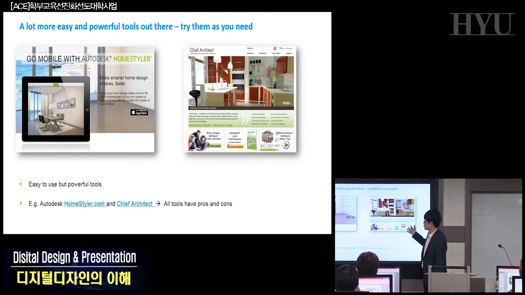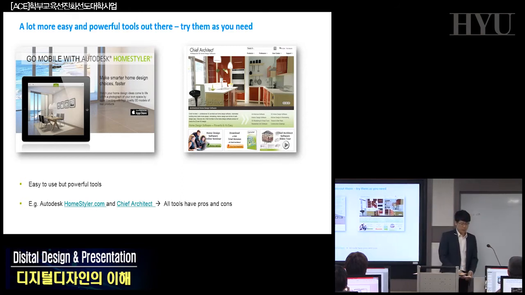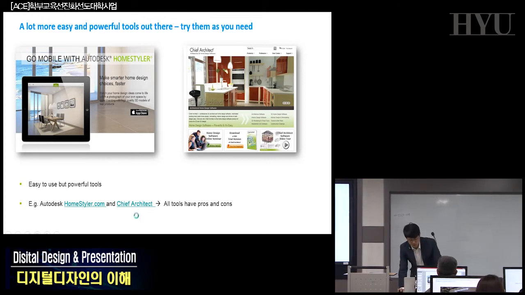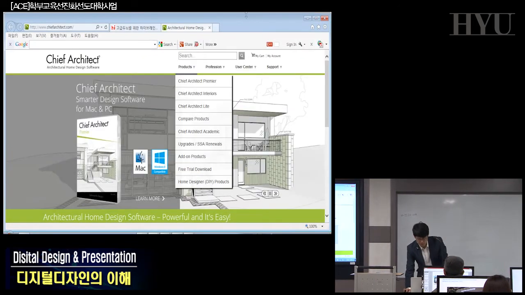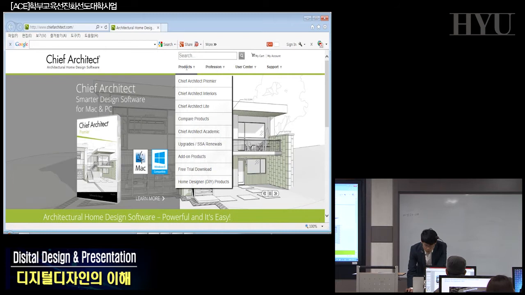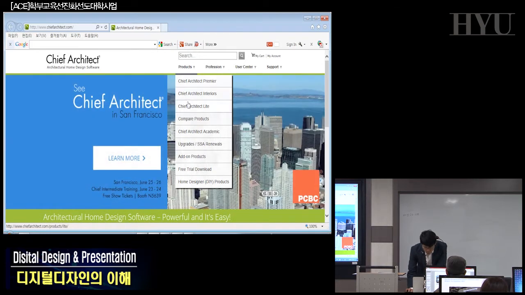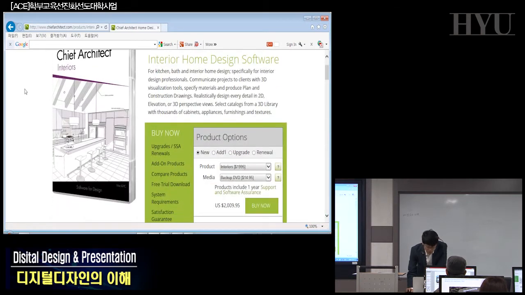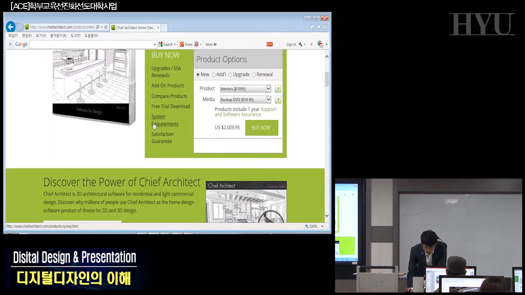We're not going to deal with this one, but you can refer to the website. Just for your information, let me try to open the website, Chief Architect. Okay, this is chiefarchitect.com. Let's take a look at one of the software tools among the series of Chief Architect. Let's take a look at Chief Architect Interiors. Here is the software, $2,000.